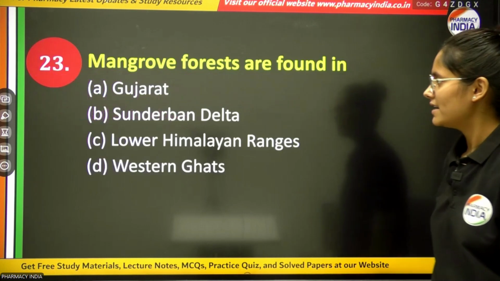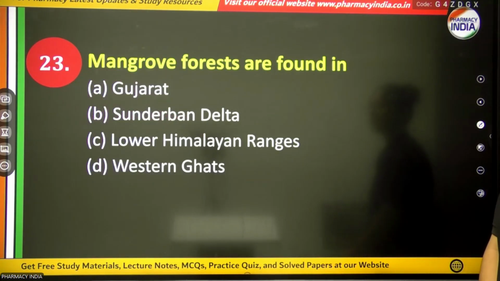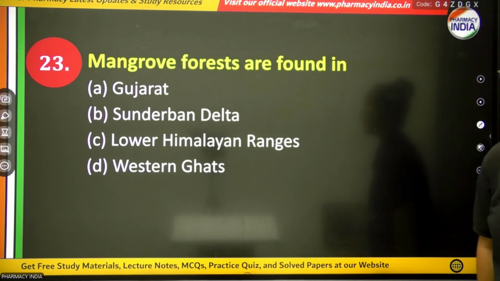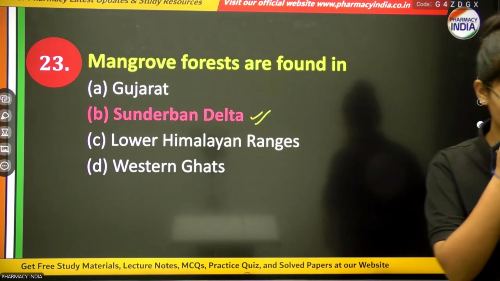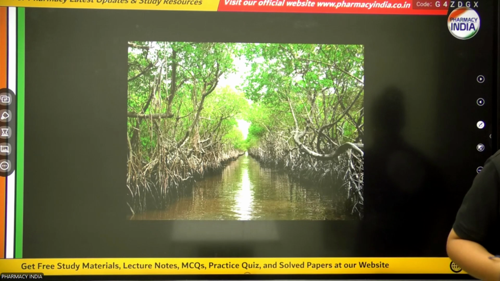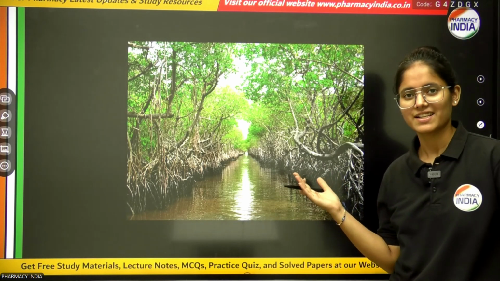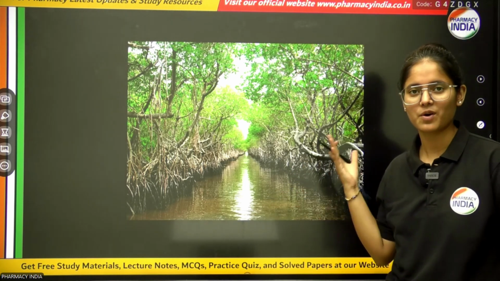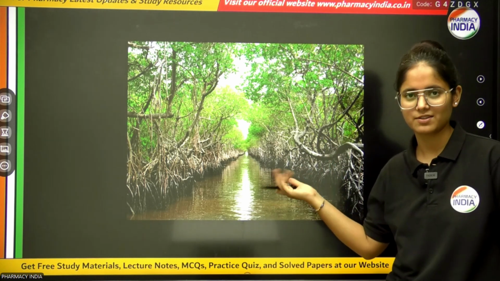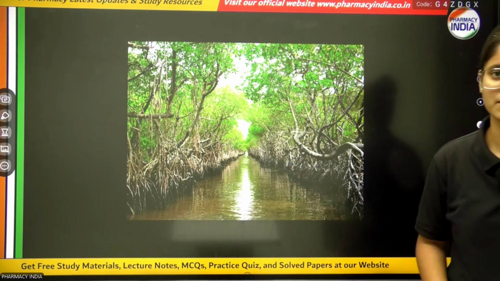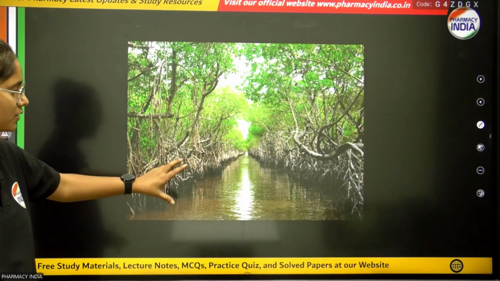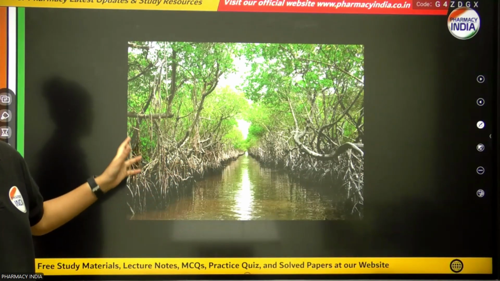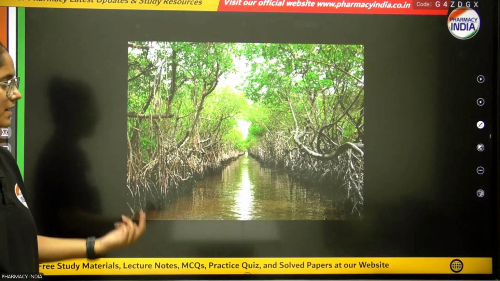Clear? Okay. Next question. Mangrove forests are found in Gujarat, Sundarban Delta, lower Himalayan regions, or Western Ghats. So the correct option will be Sundarban Delta. You must have seen this diagram in many movies. This is the Sundarban Delta, a mangrove forest. It is a very, very dense forest, continuously filled with water. Clear? As the name says, mangrove forest, which is present in Sundarban Delta.